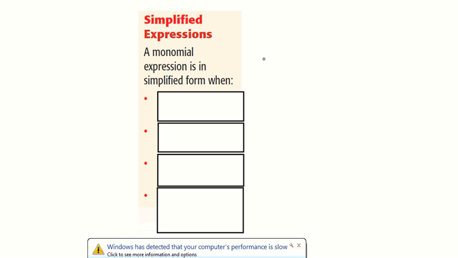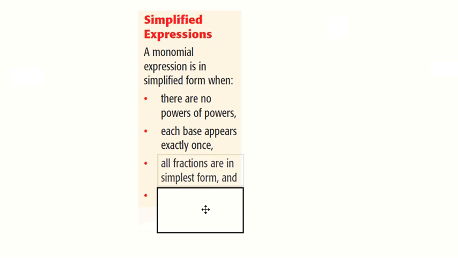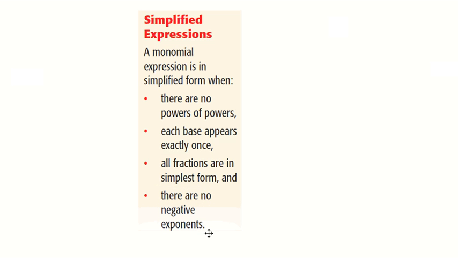All right, simplified expressions. How do you know when you're done simplifying? You are done simplifying if there are no powers of powers, if each base appears only one time, if all the fractions are in simplest form, and there's no negative exponents. If all those conditions are met, you are done simplifying. So this is a good slide to make sure you have written down each of those 4 things. So when we come to test time, that'll help you out a little bit.